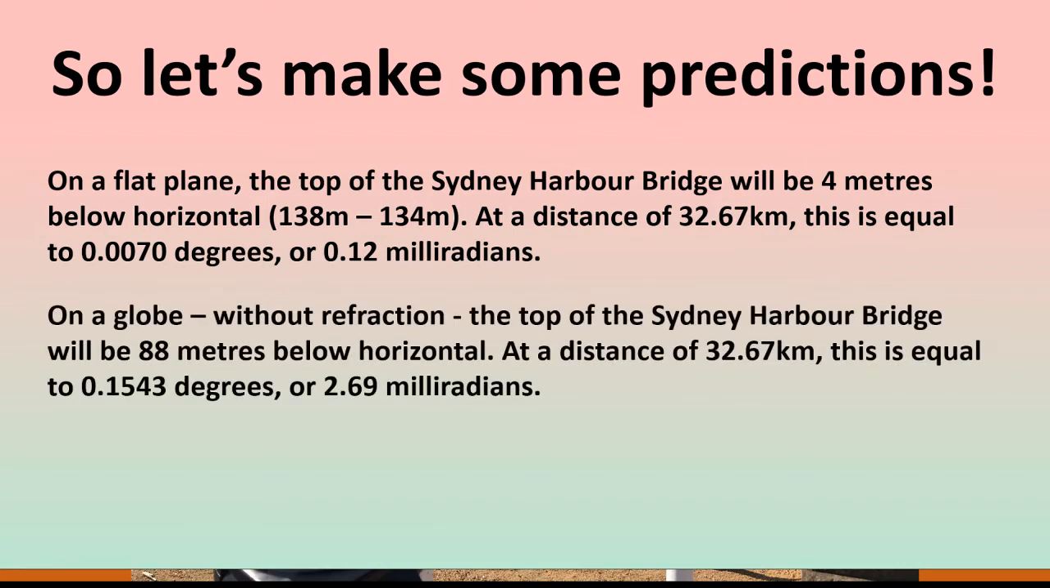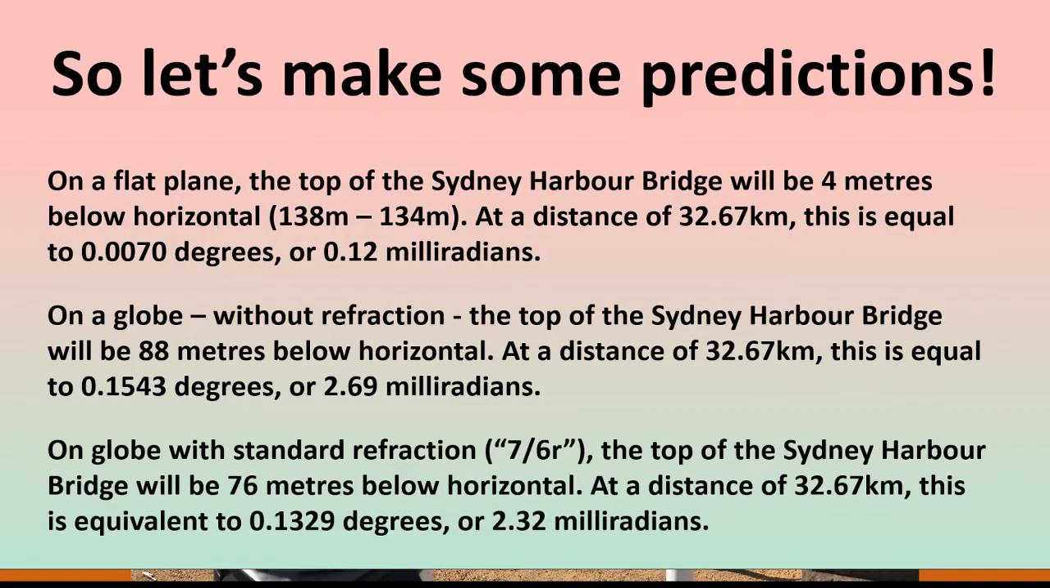On a globe without refraction, so just the geometric numbers, the top of the Harbour Bridge will be 88 metres below horizontal, and that will equal 2.69 milliradians below the crosshairs. On a globe with standard refraction, so 7/6R, the radius multiplier, the top of the bridge will be 76 metres below horizontal, and that will equal 2.32 milliradians.